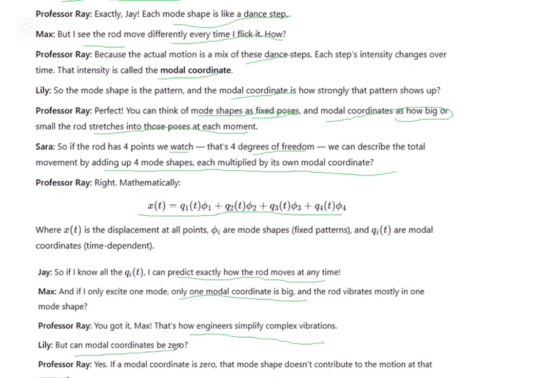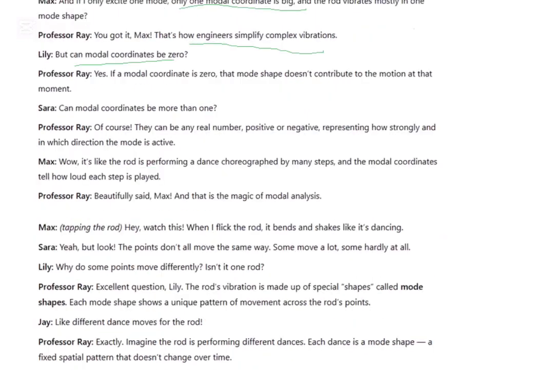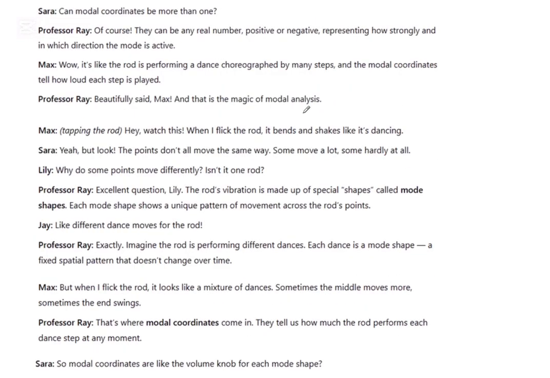But can modal coordinates be zero? Yes, if a modal coordinate is zero, that means that mode shape does not contribute to the motion at that point of time. So can modal coordinates be more than one? Yes, of course. They can be any real number, positive or negative, representing how strongly and in which direction the mode is active. So it's like the rod is performing a dance choreographed by many steps, and modal coordinates tell how loud each step is played. Beautifully said. Magic of modal analysis.